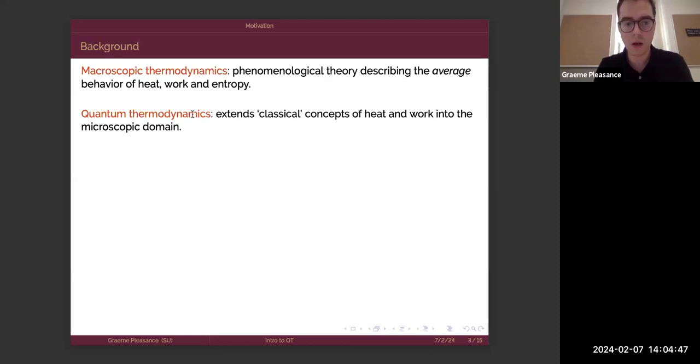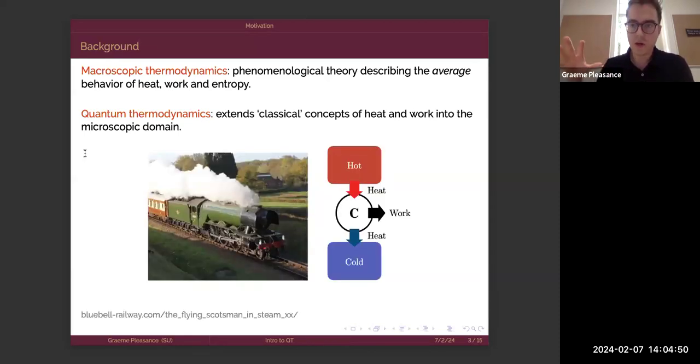To motivate this a little bit more, in this slide I've put a picture of a steam engine. I'm sure many of you are familiar with the concept of a steam engine. This picture is of the so-called Flying Scotsman steam locomotive. I think it was the first steam locomotive that breached the 100 miles per hour barrier. This train is a canonical example of a heat engine that we can describe using standard classical macroscopic thermodynamics.